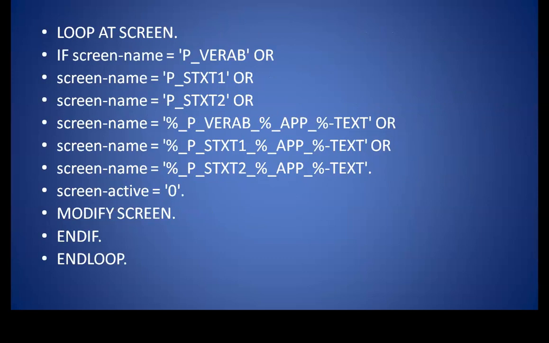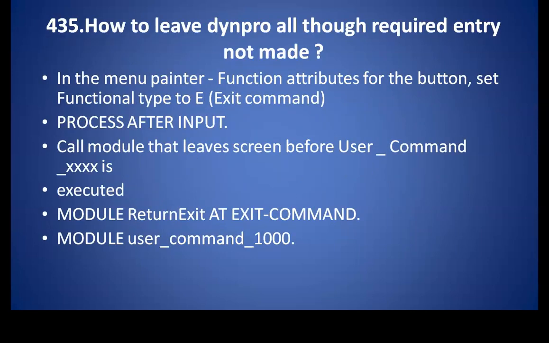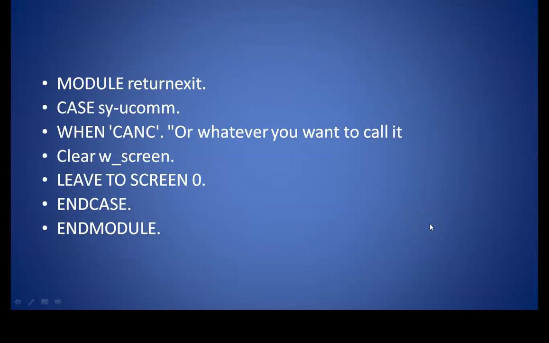There's a command here. How to leave a Dynpro although a required entry is not made? In the menu painter, in the function attributes for the button, set the function type to exit command. In PROCESS AFTER INPUT, we have a call module that leaves the screen before USER_COMMAND and executes it. Then we have the module RETURN_EXIT_AT_EXIT_COMMAND and module USER_COMMAND. This is the code that we have.